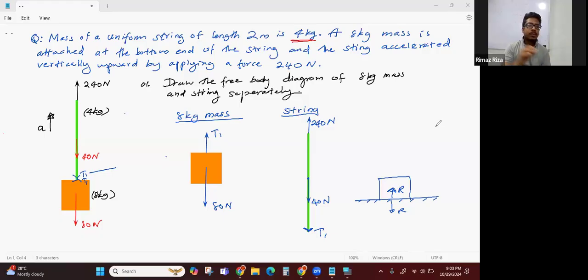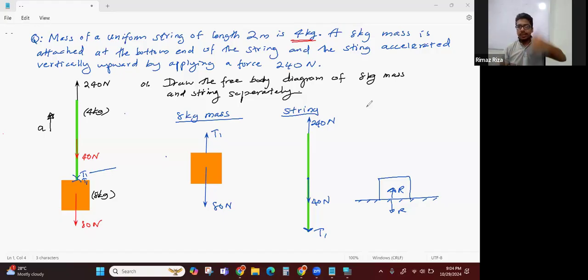Here, when the system is accelerating, you can't write tension is equal to mg. In the previous case, the string is just hanging, right? The mass is hanging by the string and it's in equilibrium. It's not moving, not accelerating. It is at rest. If it's at rest or moving at constant velocity, we say that it's in equilibrium. That means forces are balanced. So when forces are balanced, tension is equal to mg.